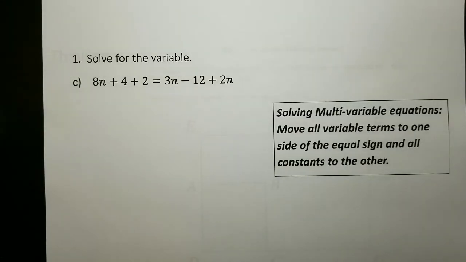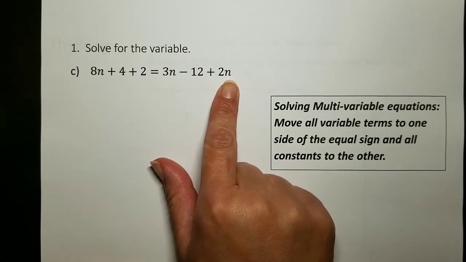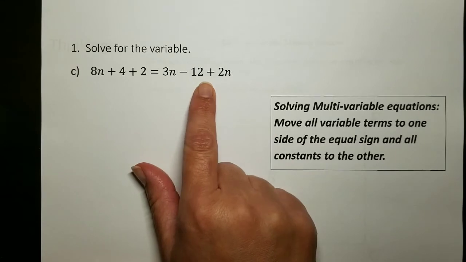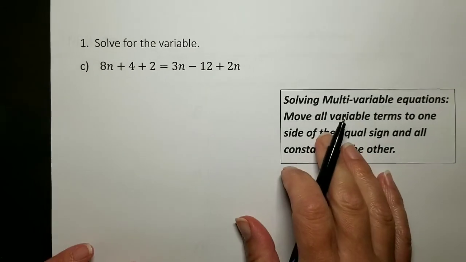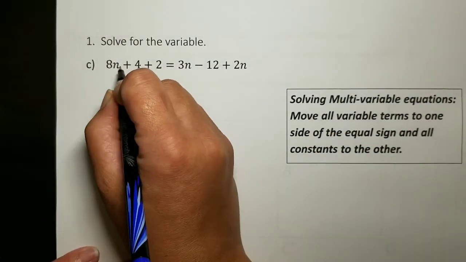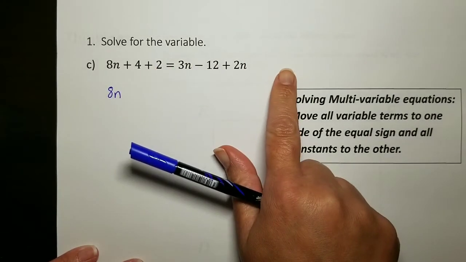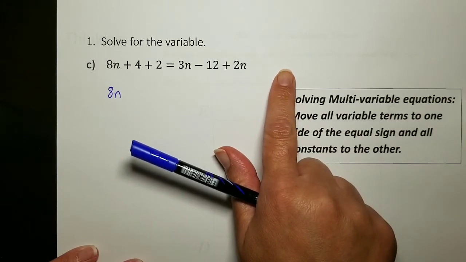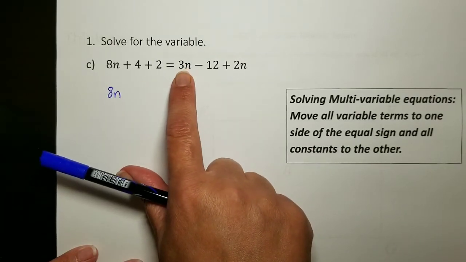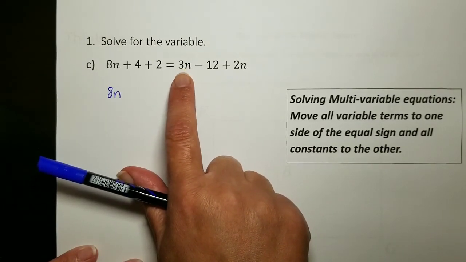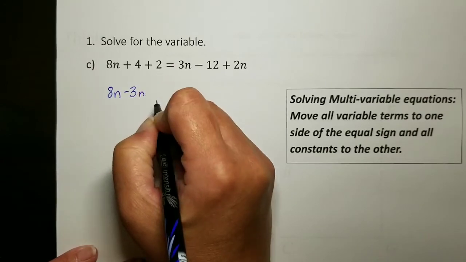So for part C, we have 8n plus 4 plus 2 equals 3n minus 12 plus 2n. If I'm looking at getting the variables to the left, I have an 8n on the left. I'm going to keep it there. Plus 4 and plus 2, I know I'm going to want to eliminate from the left side and get them on the right side. What stuff from the right side do I need to get to the left side? I need to move this 3n, and I would do that by minus 3n on both sides. The one here would zero pair, but I'd end up with a minus 3n on the left.